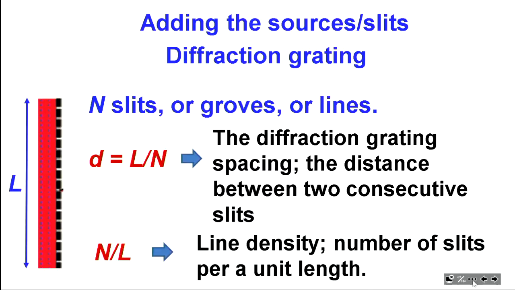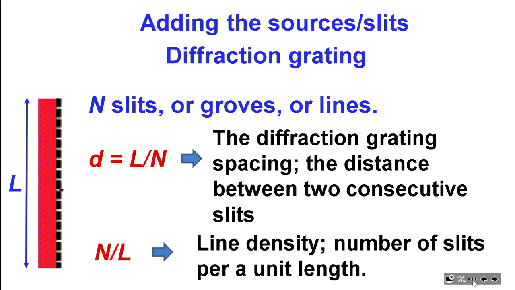A device like that has a name, diffraction grating, and to make it, we take a piece of glass and we start scratching it. Just the distance between two scratches should be tiny, a fraction of a millimeter. So light doesn't go through scratches, it gets reflected, but it goes between. That's it.